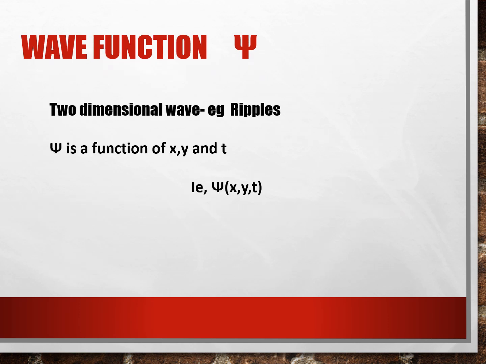When we consider the case of a two-dimensional wave, for example, ripples formed on the surface of a pond, there the physical quantity that is varying with time is actually the height of the water, and the variations take place in a plane. So we say that for a two-dimensional wave, the wave function psi is a function of position coordinates x and y and time t. So the wave function psi depends on three variables x, y and t, whereas in the one-dimensional case, psi depended on x and t only.